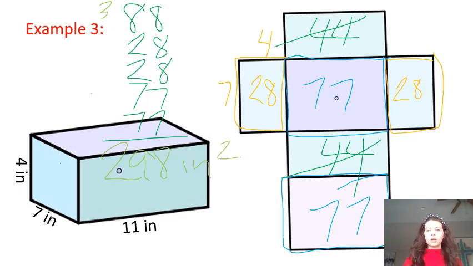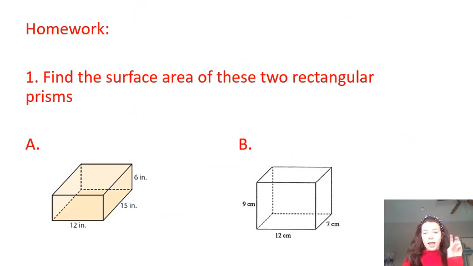Let's talk about our homework. So your homework has 2 portions to it. First portion, I've given you 2 rectangular prisms, and you're going to find the surface area of them. Okay, so we just practiced. Remember that there are those pairs of rectangles. You can find the area for all 6 rectangles, but you can save yourself some time if you find the area of one and double it, find the area of another and double it, and find the area of the other rectangle and double it, okay?